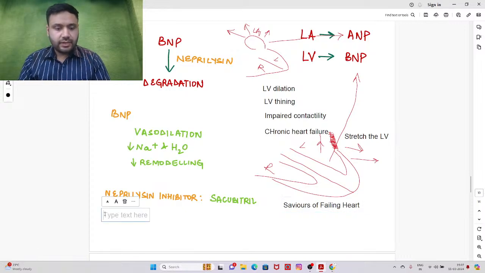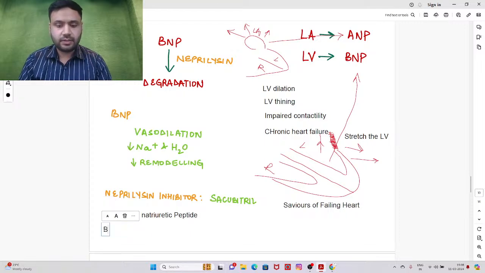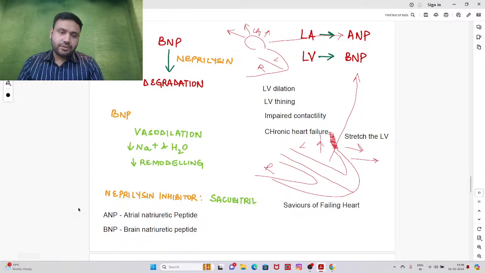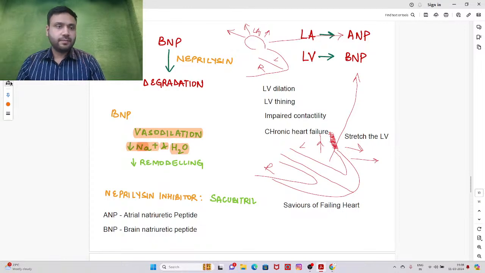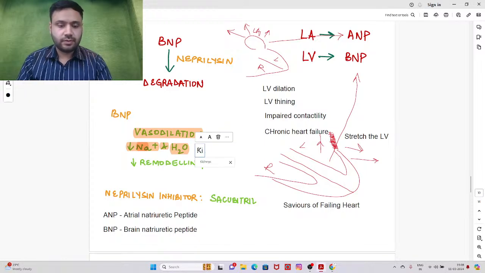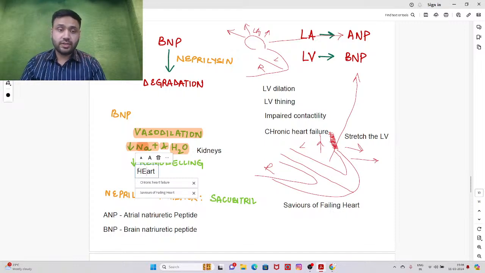ANP is atrial natriuretic peptide. And what is BNP? BNP is brain natriuretic peptide, right? So what do these peptides do? They cause vasodilation, and this is exactly the opposite effect of angiotensin 2. And they decrease the amount of sodium and water reabsorption in the kidneys. Similarly, they decrease remodeling in the heart.